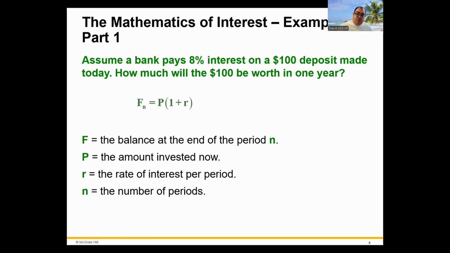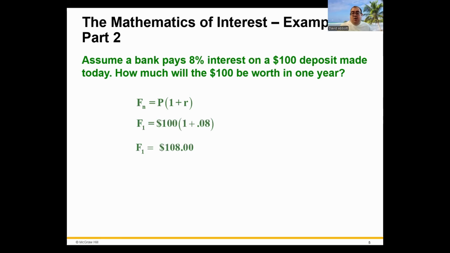And we see the equation Fn equals P multiplied by (1 plus R). F is going to be the balance at the end of the period, which is N, and that's what we're trying to find out. P would be the amount that would be invested today, and R would be the rate per period.